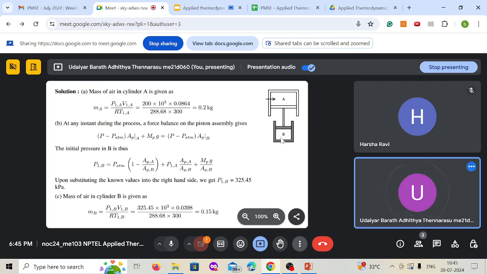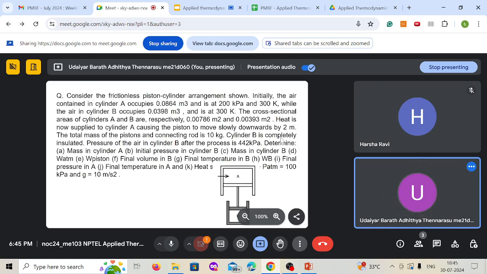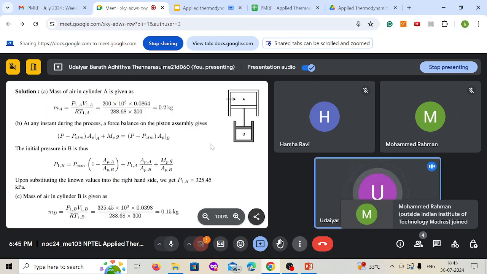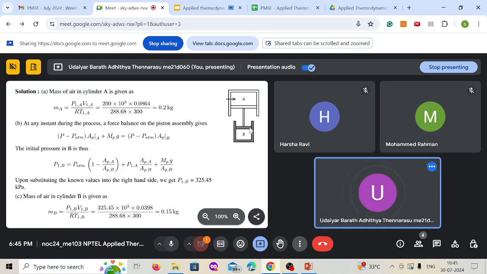Given the initial pressure, you know the initial volume and initial temperature as given in the problem, 0.0398 meter cube and 300 Kelvin. So now you know all three properties, and you can apply the ideal gas law to estimate the mass present in cylinder B. The mass in cylinder B will be PV by RT. P is 325.45 kilopascal, volume is 0.0398, R for air is 288.68, and temperature is 300. So this will come out to be 0.15 kg.